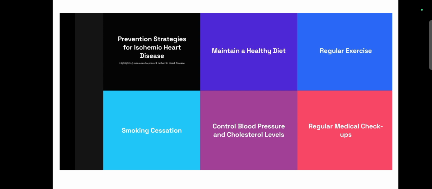That is, first of all, maintain a healthy diet plan. Always do regular exercise. Do not smoke. Avoid lipid-dense food, which controls the cholesterol. Avoid anger. Regular medical checkups should be done.